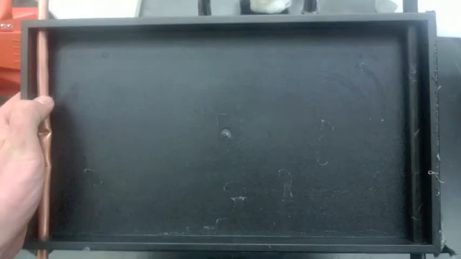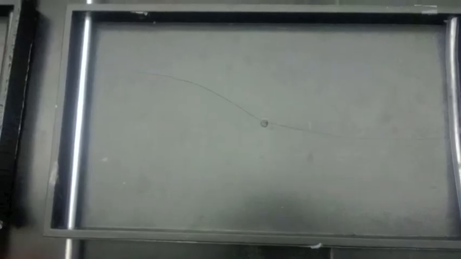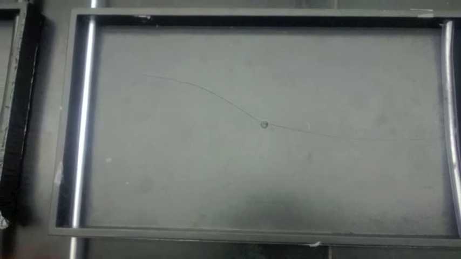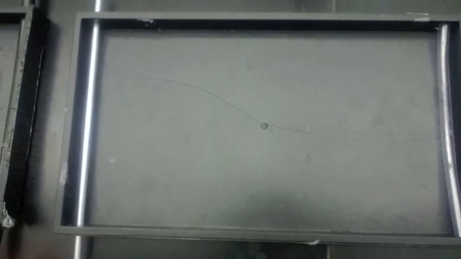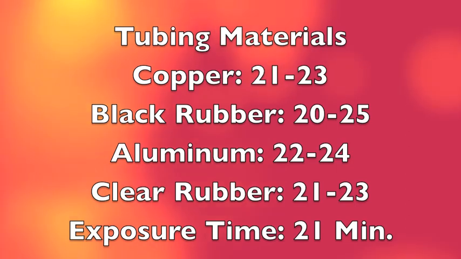Before we produced a final project, we tested 4 different types of tubing materials: copper piping, black rubber, aluminum piping, and clear rubber. The black rubber rose the highest, from 20 to 25 in 21 minutes. Had we used any of these materials in our final, we would have chosen the black rubber.